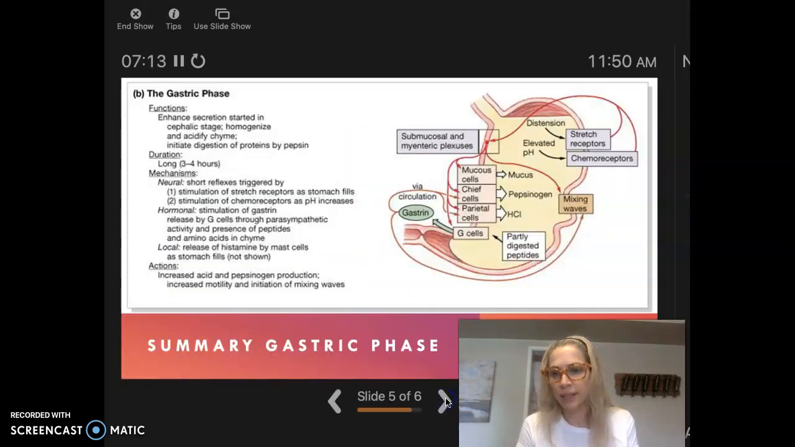And this slide is kind of like the summary slide, but before reviewing it, I want to talk about the paracrine secretions, like that of histamine. They're secreted by the ECL cells in response to acetylcholine and gastrin stimulation.